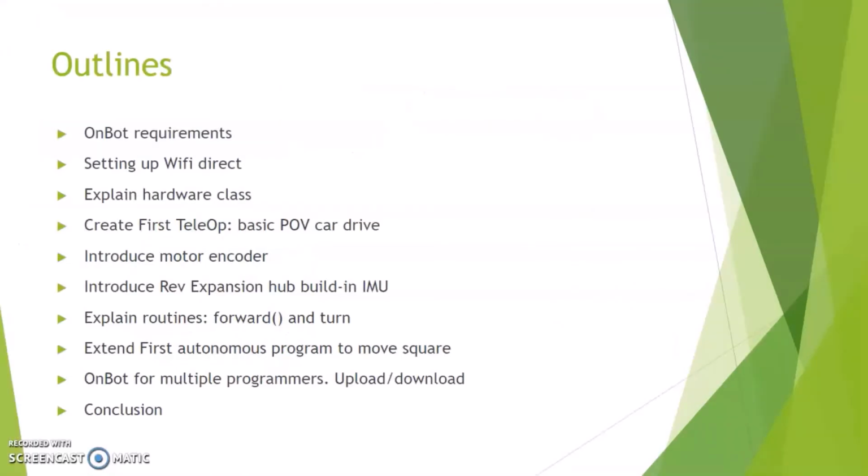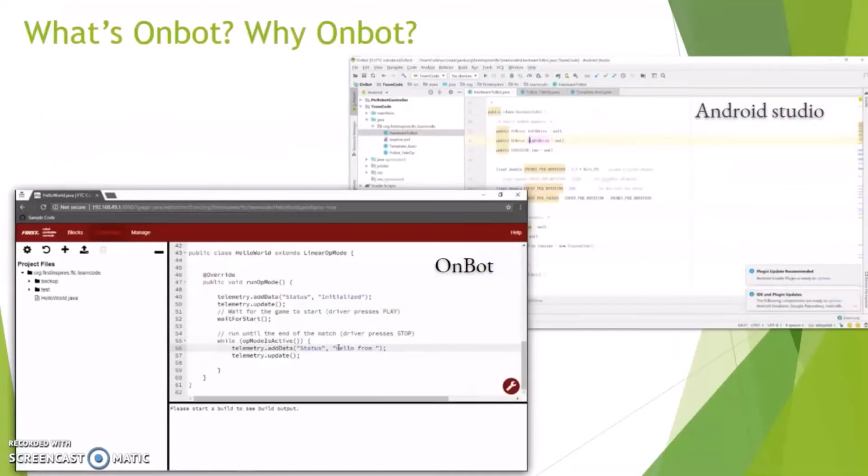Here are the topics we will be going through today, and let's start off with what is OnBot and why is it used. OnBot is a web-based Java programming tool through the FTC app. It utilizes Wi-Fi Direct to connect your PC with an FTC legal phone. Compared to Android Studio, OnBot has a shorter download time to the phones, as well as a smaller learning curve and a simpler UI, whereas Android Studio has more complex options for more experienced programmers down the road.